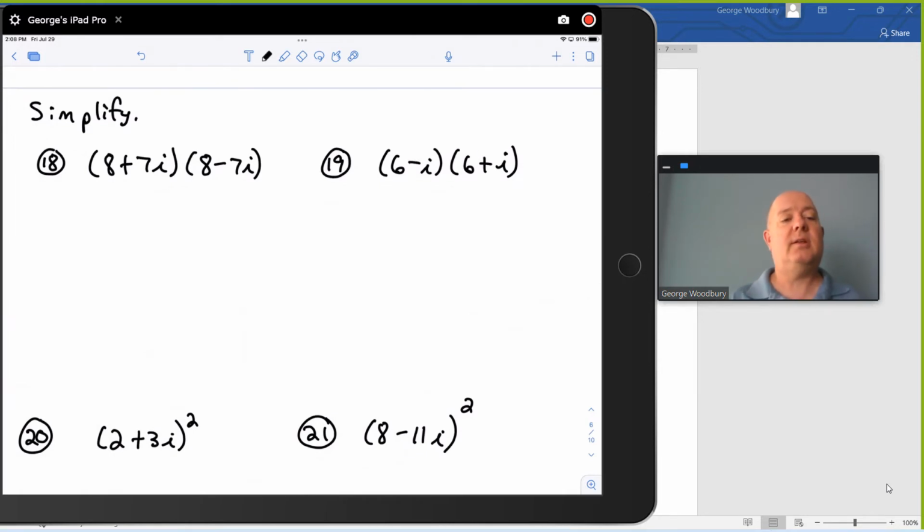Problem 18, we're multiplying 8 plus 7i times 8 minus 7i. Now this product is going to show us something interesting at the end of the day. Let's begin by treating it like a normal problem first.